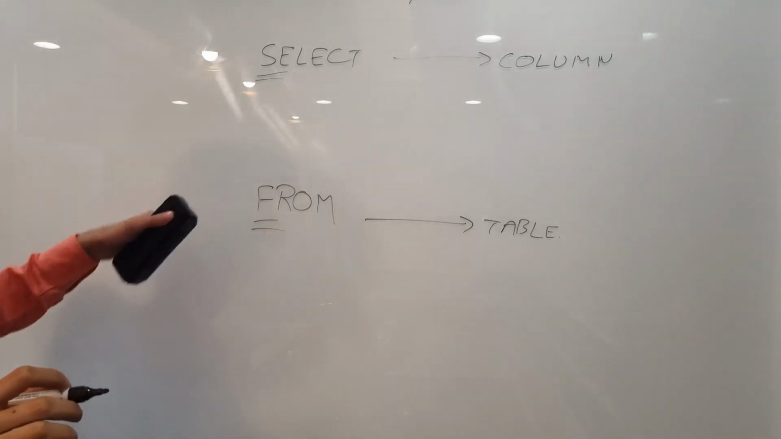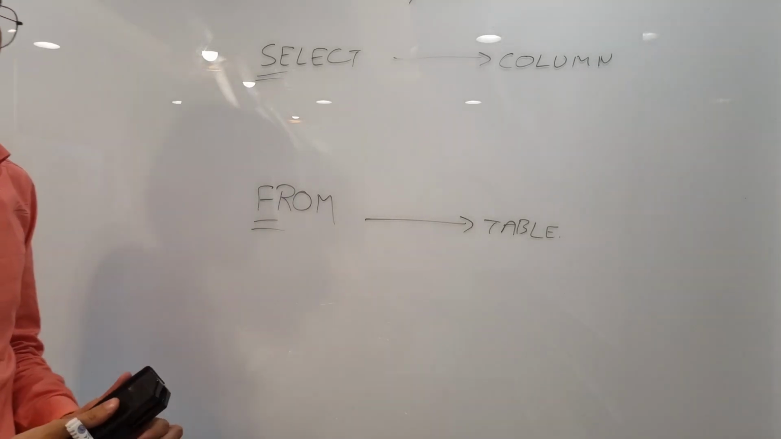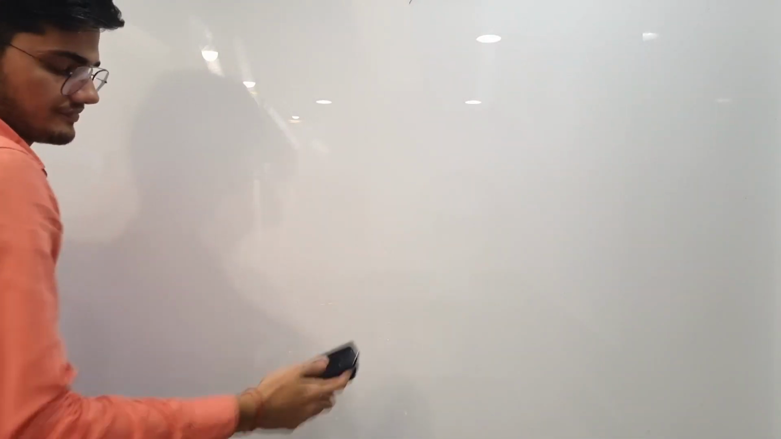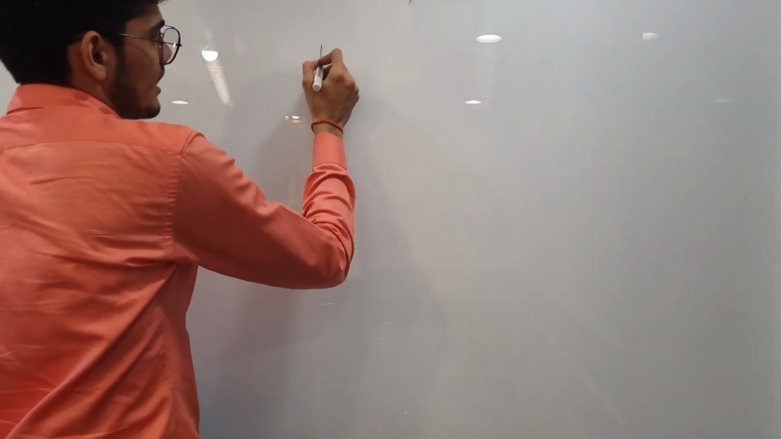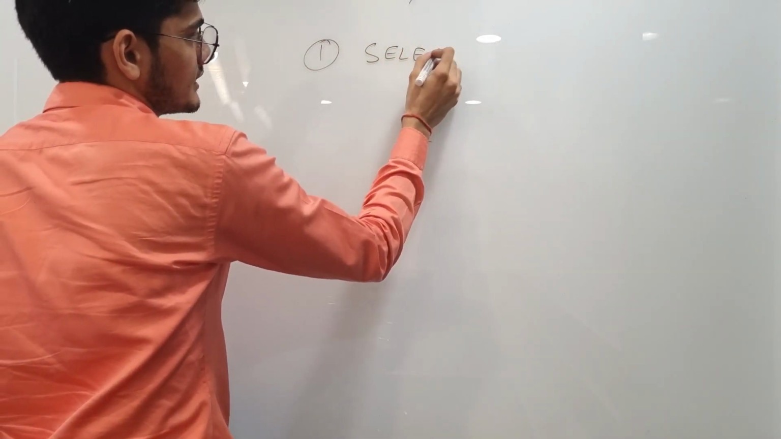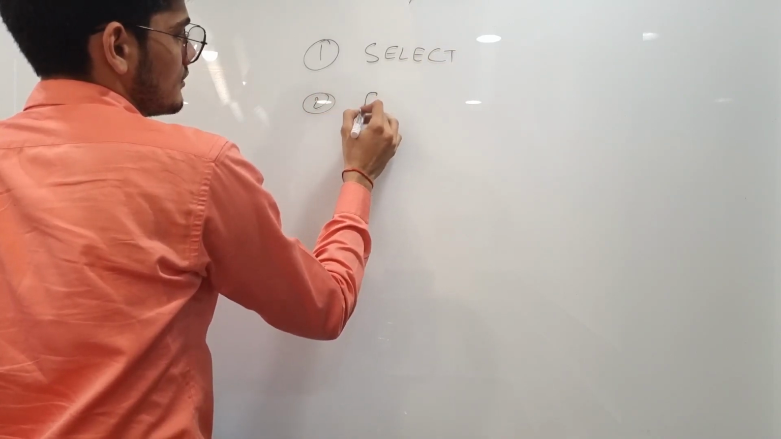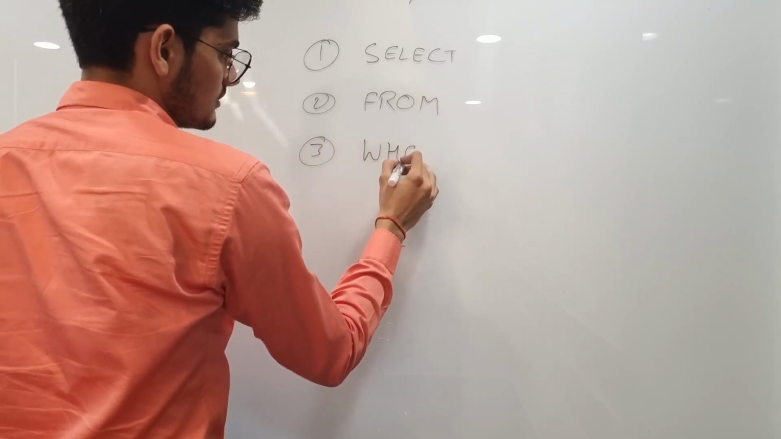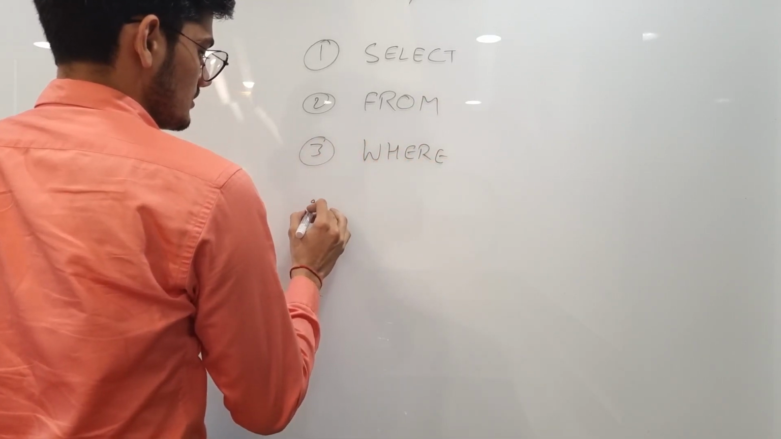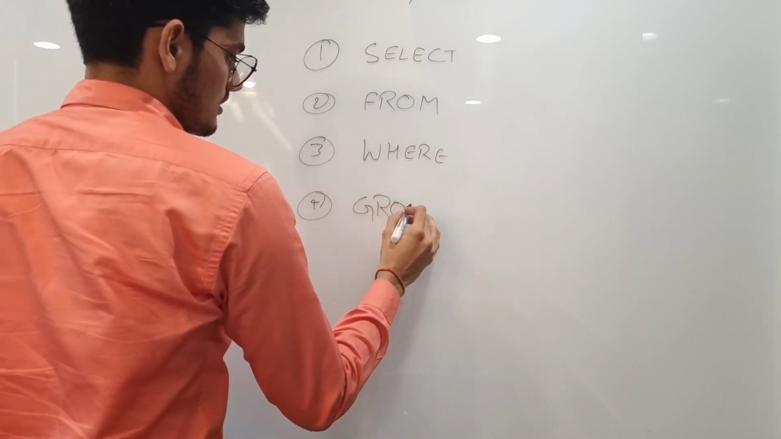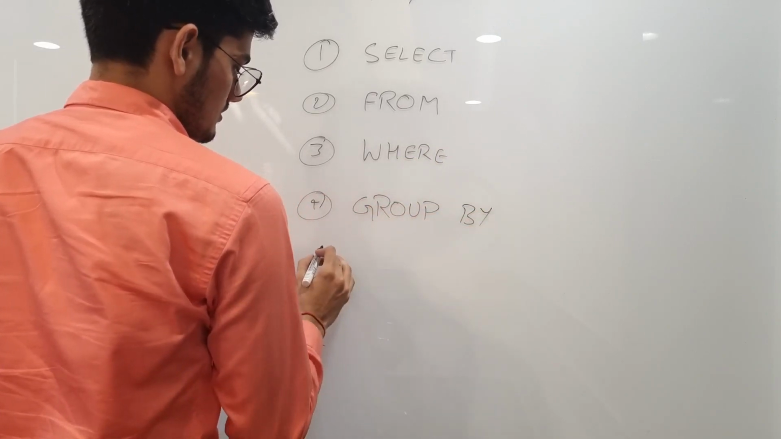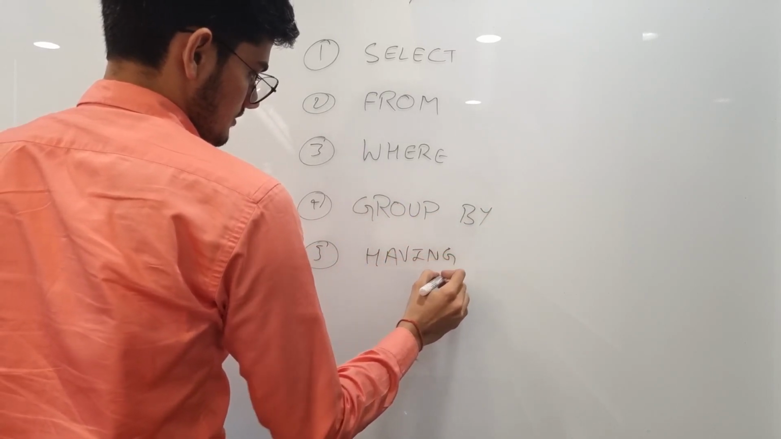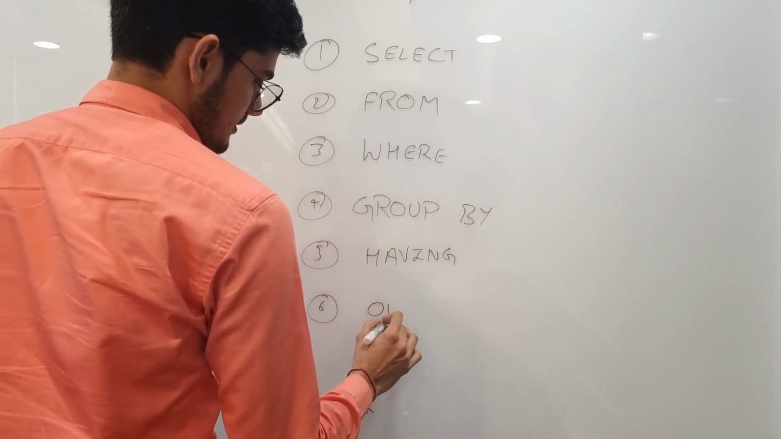Apart from these two clauses, there are total 6 clauses in Oracle SQL. The clauses are select, from, where, group by, having, order by.